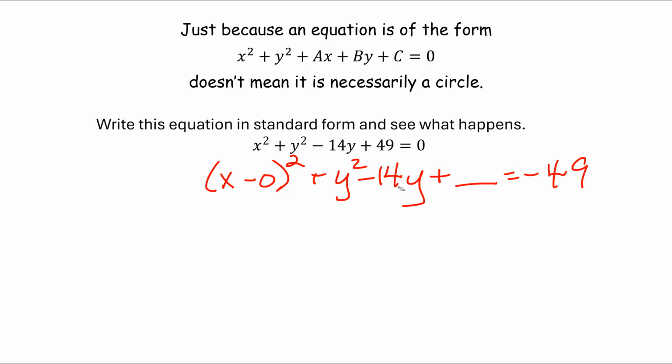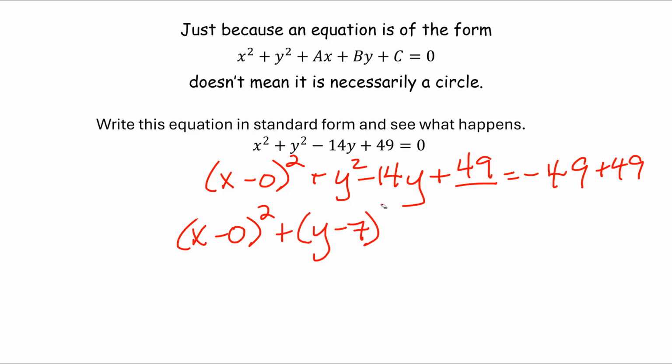So in that blank, we're going to put half of 14 and square it. So 7 squared is 49. We have to add that on both sides. And so then we've got x minus 0 squared plus y minus 7 squared is equal to 0. All right. So if that were in the standard form of a circle, that would tell us the radius is 0. Well, radius can't be 0. So that's not a circle. But what is it?